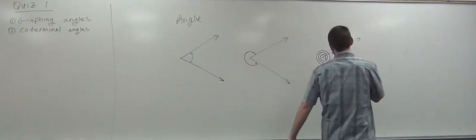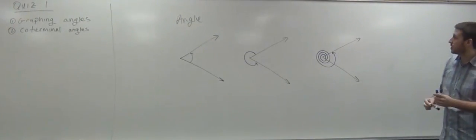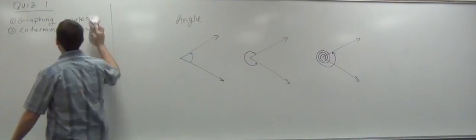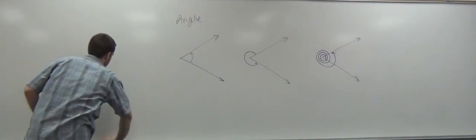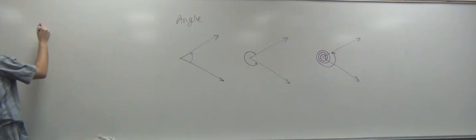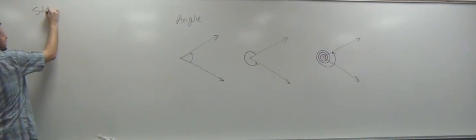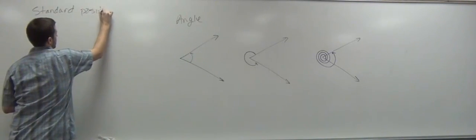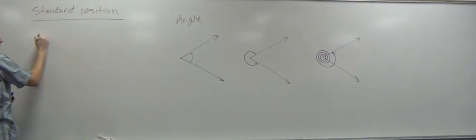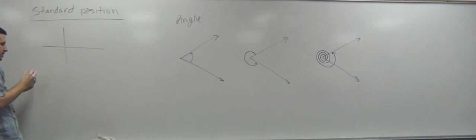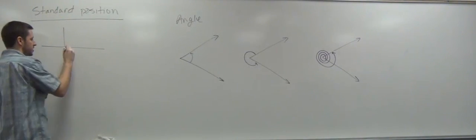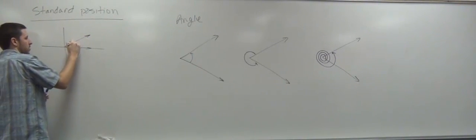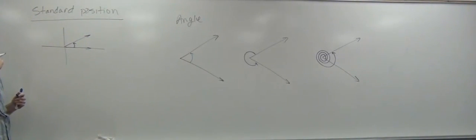I also talked about standard position. What's standard position? When the initial ray is on the positive x-axis, your angle is said to be in standard position. So here's 2 angles in standard position. I need a positive x-axis to be in standard position. So here's my initial ray, terminal ray, angle, standard position.